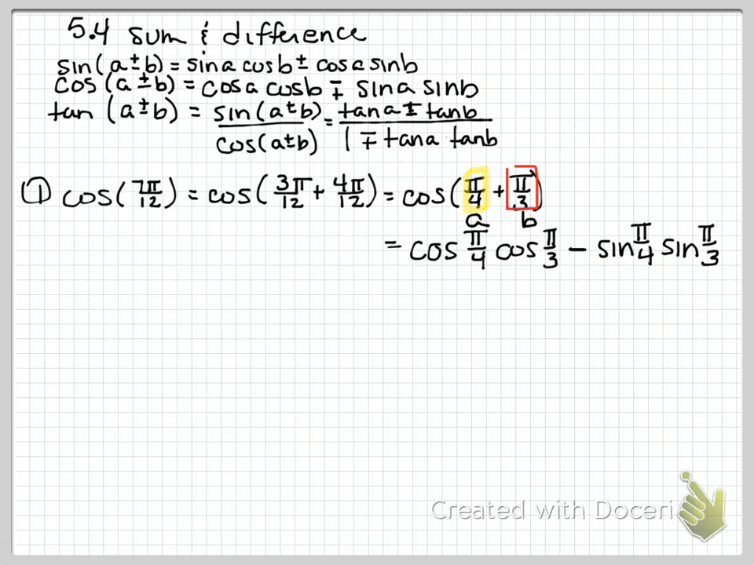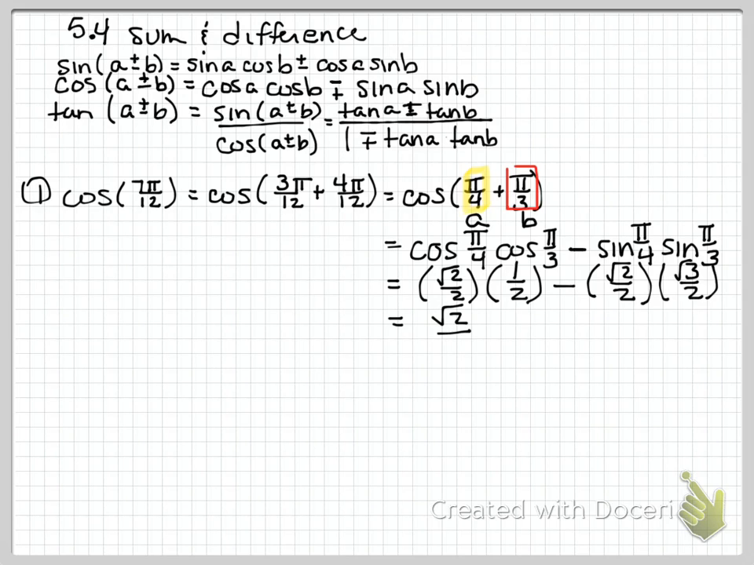Now I just simplify. The cosine of pi over 4 is root 2 over 2. The cosine of pi over 3 is 1/2. Minus sine of pi over 4 is root 2 over 2. Sine of pi over 3 is root 3 over 2. Simplify our fractions, and I get root 2 over 4 minus square root of 2 times square root of 3 is the square root of 6 over 4. Everything's over 4, so I'm going to simplify a little bit more, and that's going to be root 2 minus root 6 all over 4. And that's our final answer.